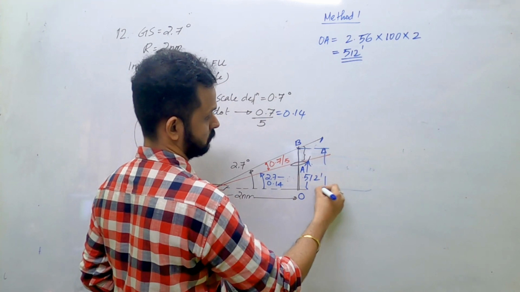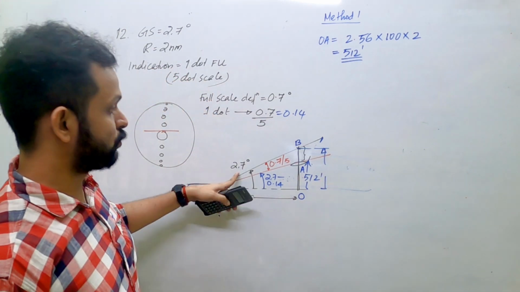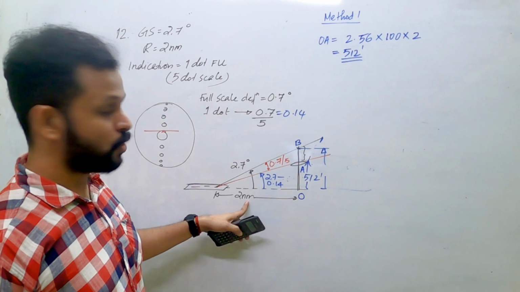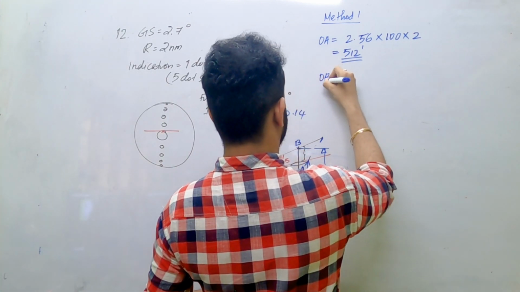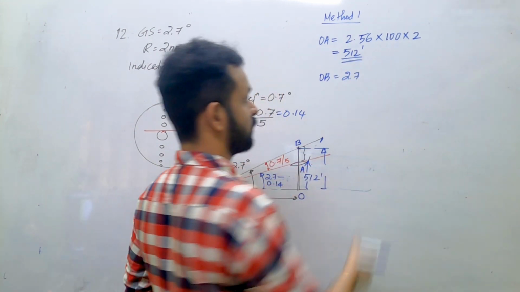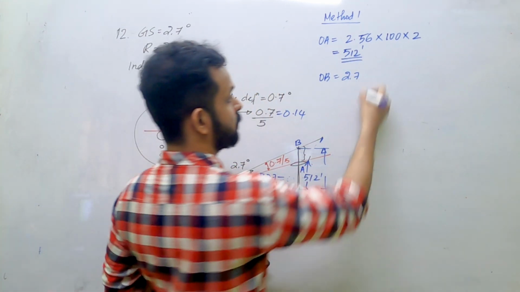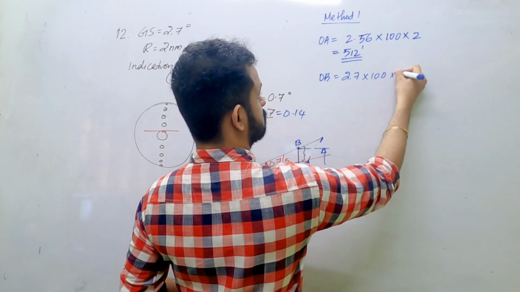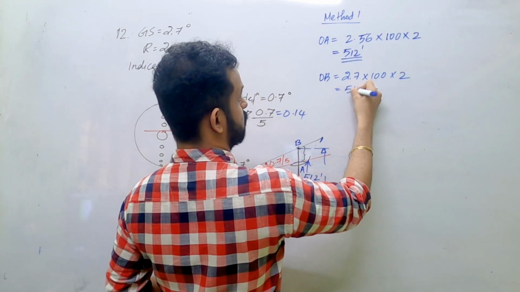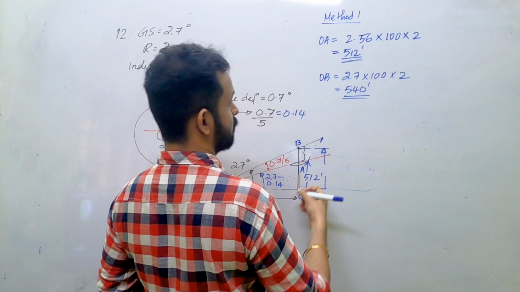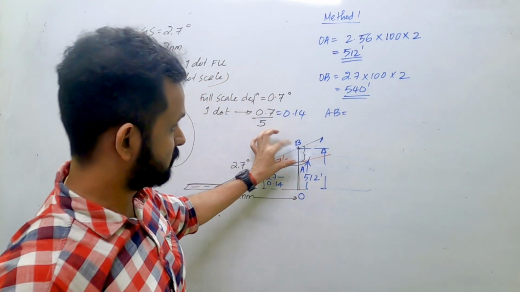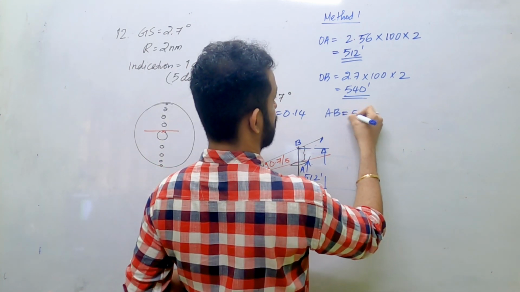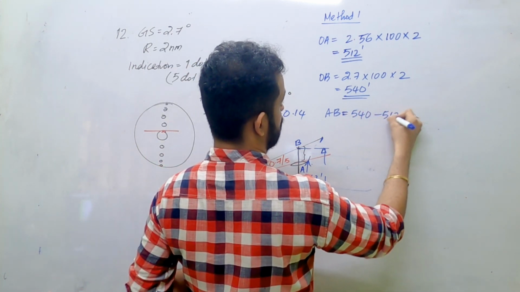Now, what is the total height? What would this height be on a 2.7 degree glide slope over 2 nautical miles? The glide slope is 2.7, the actual glide slope you're supposed to be on, into 100 into 2. That is going to be 540 feet. Therefore, what is this AB? AB is 540 minus 512, which is 28 feet below the slope.